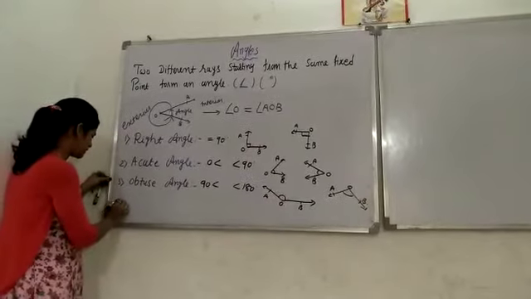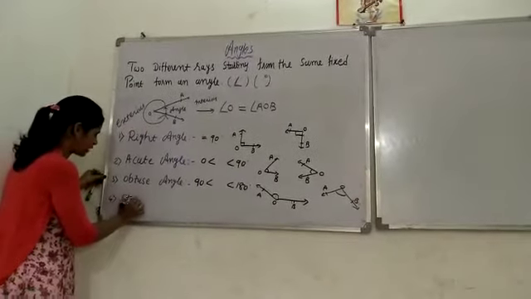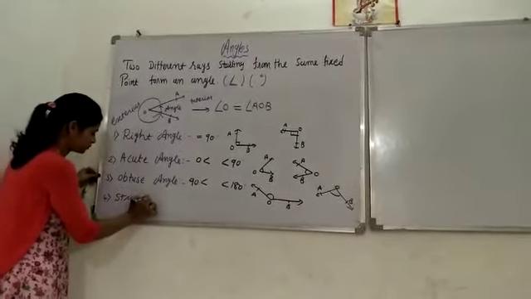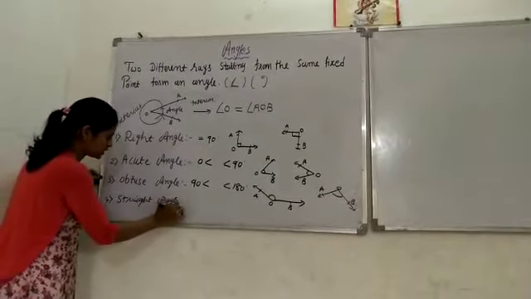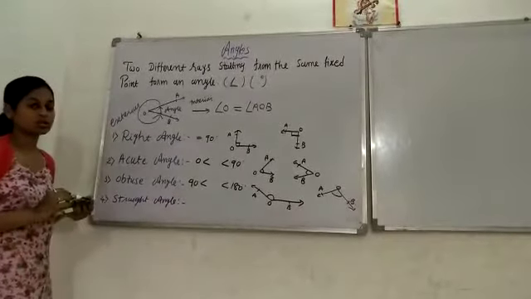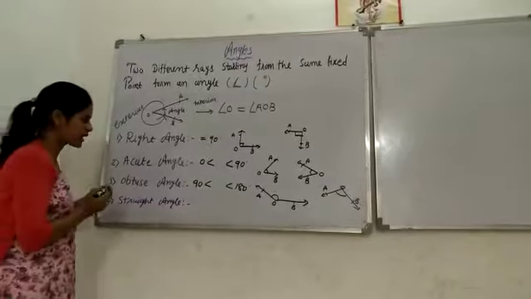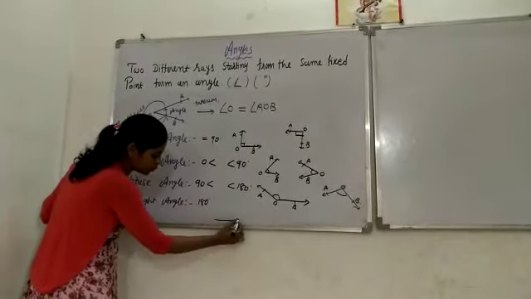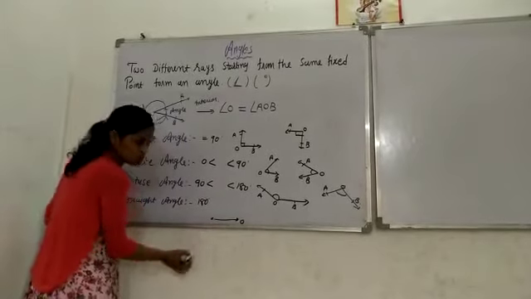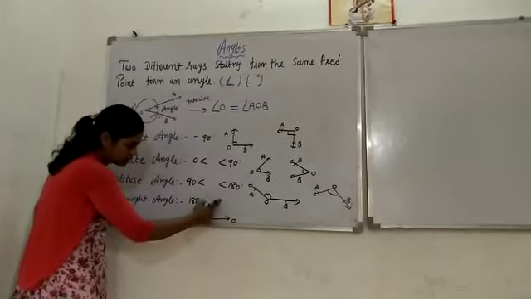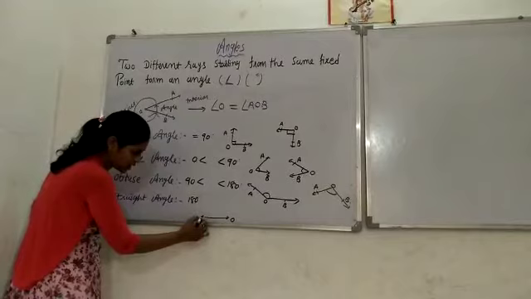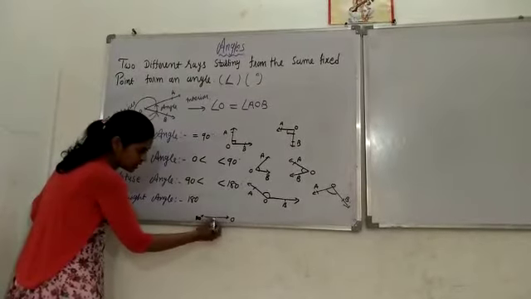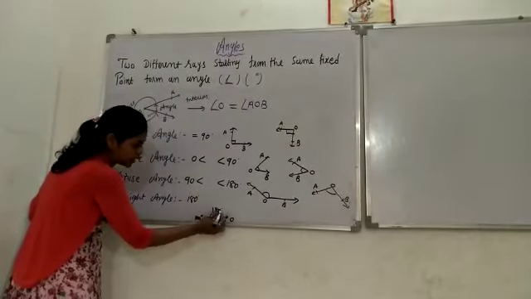Fourth is the straight angle. A straight angle means those angles whose measurement is exactly 180 degrees. If you put your protractor here, this is your 0 point, that means the starting, and measure these angles. This is 180 degrees. That's why this straight line makes 180 degrees.